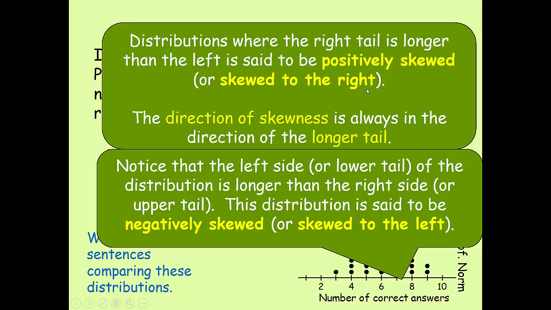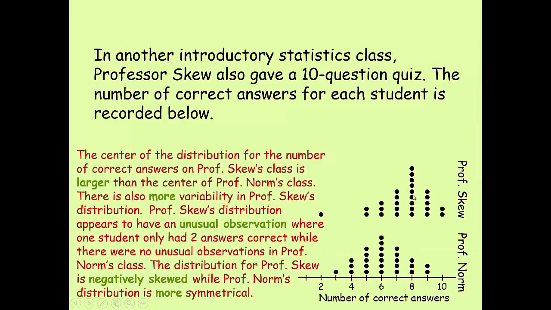Distributions where the right tail is longer than the left are said to be positively skewed, or skewed to the right. So the direction of the skewness is always in the direction of the longer tail. We can see more of the data is heading out to the left.